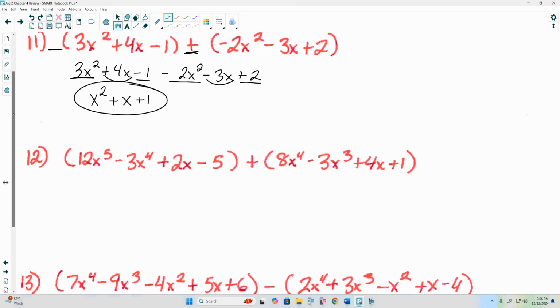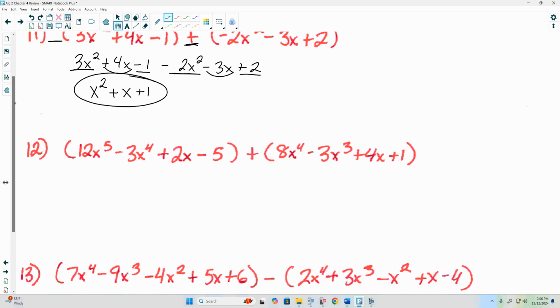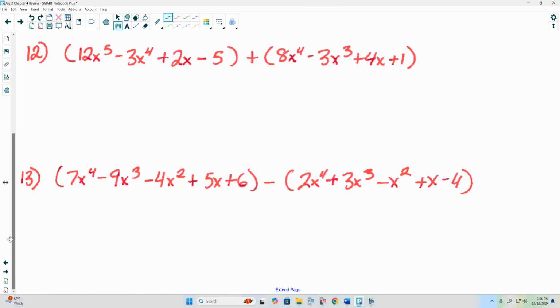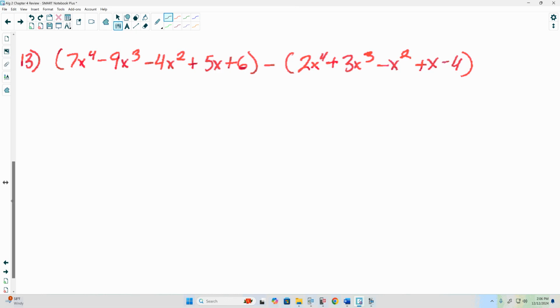Yep, because the 12 is going to be the same thing. We drop the parentheses and combine like terms. We ready to move on to 13? Now 13 is different. It is subtraction. Now the first set of parentheses still doesn't have anything in front of it. So it's still 7x to the fourth minus 9x cubed minus 4x squared plus 5x plus 6.